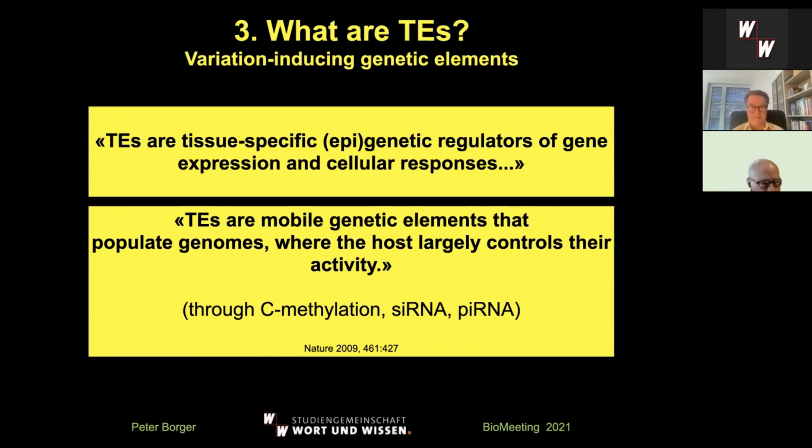All right. So what are TEs? Well, I renamed them 10 to 15 years ago as variation-inducing genetic elements, because this is in fact the function that they have in the genome. They are inducing, and they can induce very rapidly, genetic variation. So you do not have to wait for mutations to occur over thousands of years. No, you have an active mechanism in your genome that is able to do this.